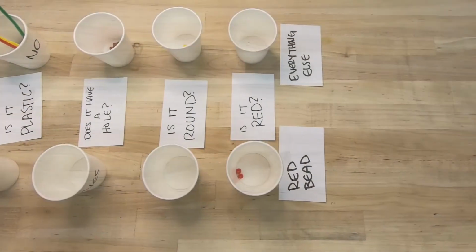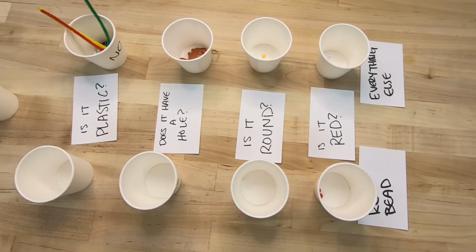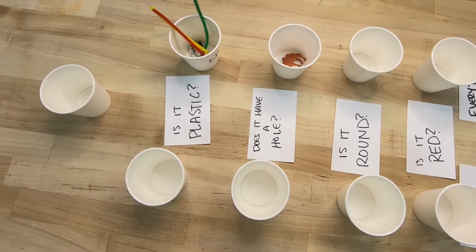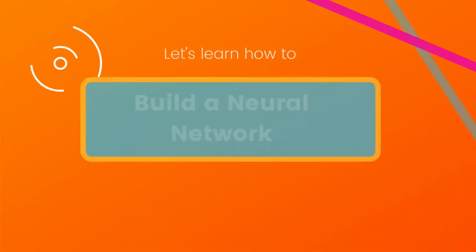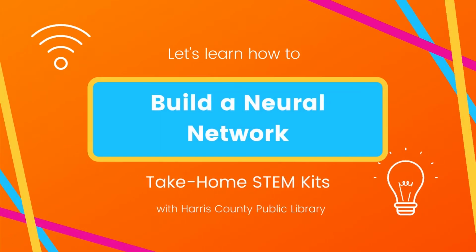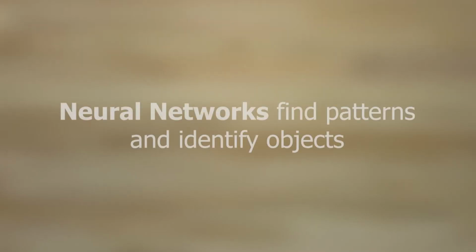This week, we'll be building a neural network. This contraption quickly classifies information, just like a computer. If you'd like to follow along, pick up a take-home AI challenge kit this week at participating libraries. Our goal is to create a neural network that can identify types of objects. But how does it work?